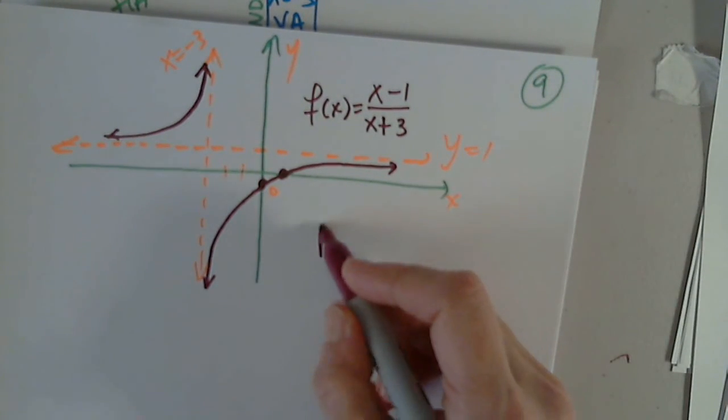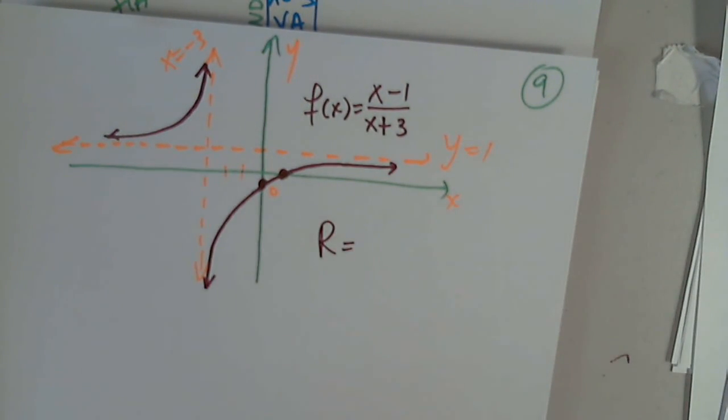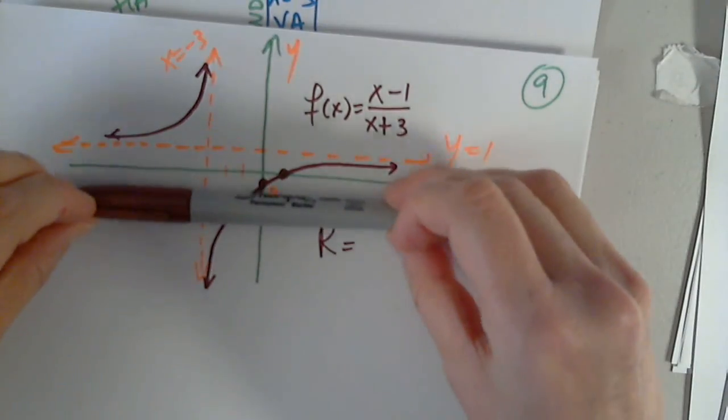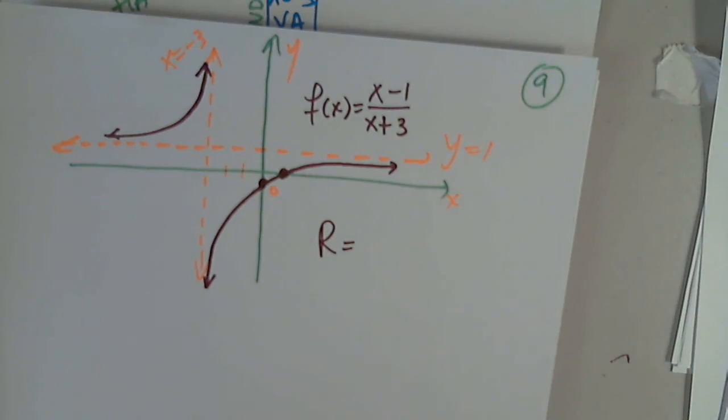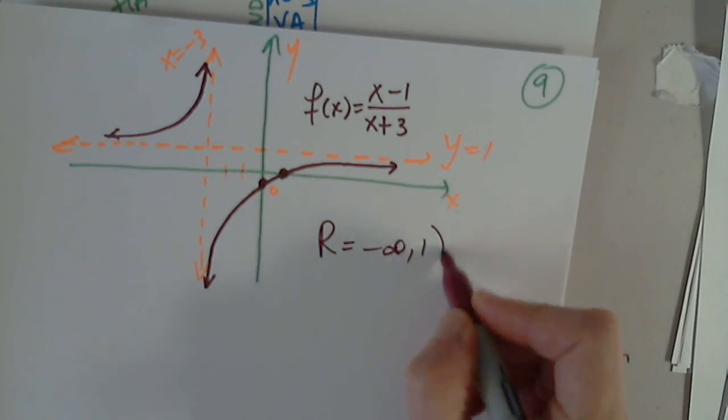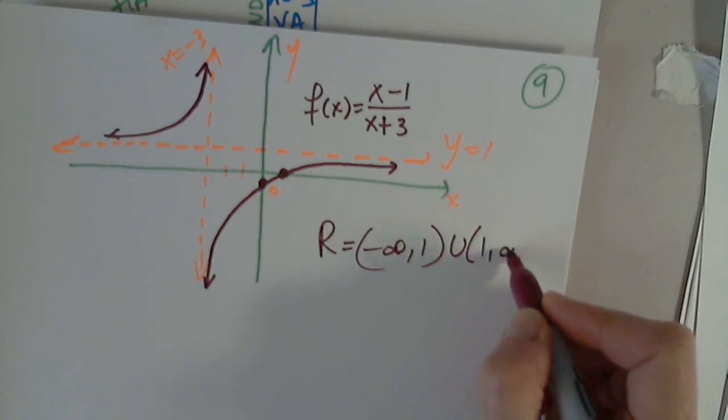Very simple. The range now, I see it. So it's negative infinity to 1, union 1 to infinity.